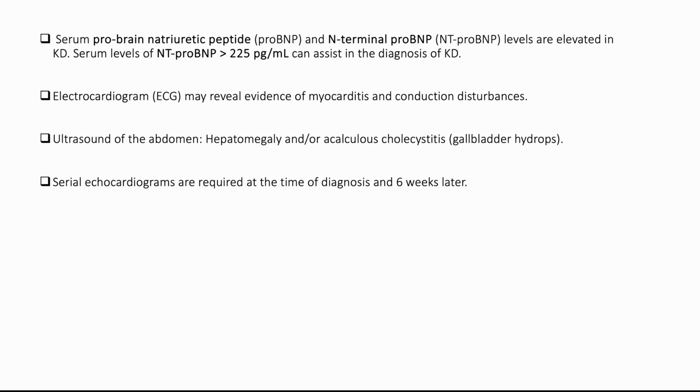Serum brain natriuretic peptide and N-terminal pro-BNP levels are elevated in Kawasaki disease, and NT-proBNP levels of more than 225 pg per ml can assist in diagnosis of KD. So NT-proBNP levels are always elevated and can assist in diagnosis. The ECG may show myocarditis or conduction abnormalities, and echocardiography is essential for diagnosis, risk stratification, and follow-up.